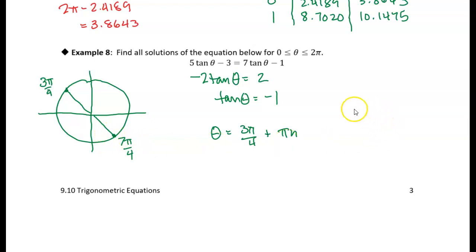So if I wanted to create a little table, the period of tangent is pi, so I can just look at the 0th period, which would be 3 pi over 4. So this is my theta value. And when n equals 1, I get the 7 pi over 4, which is the same thing I got just by looking at the unit circle.